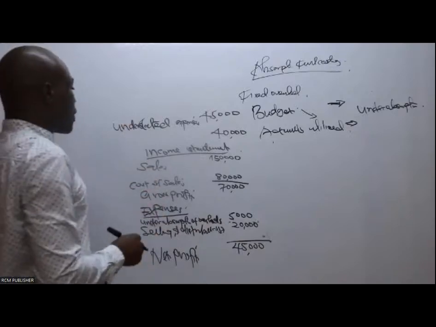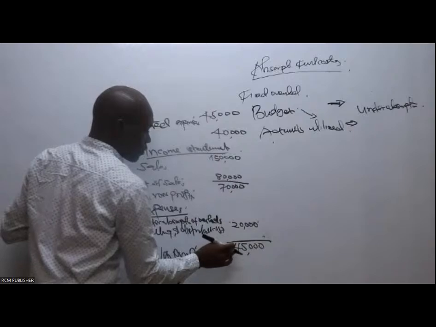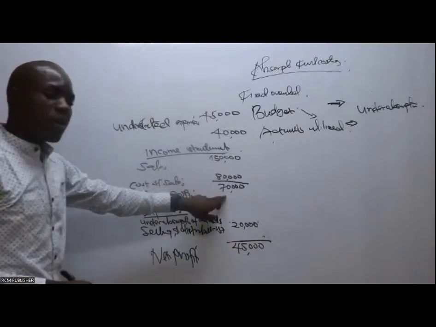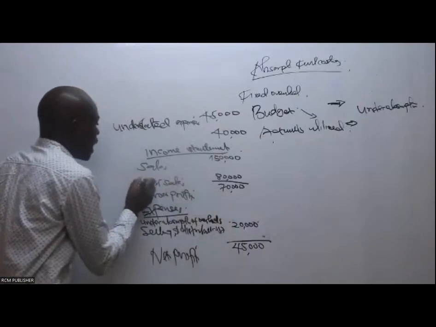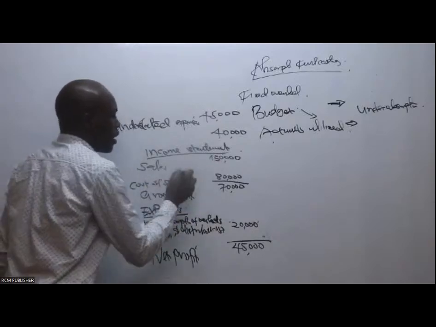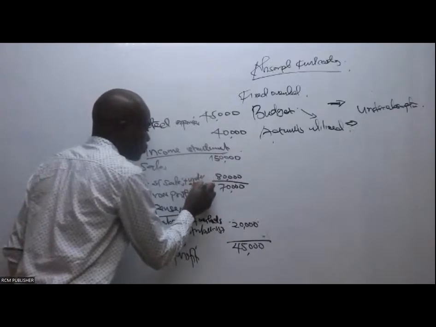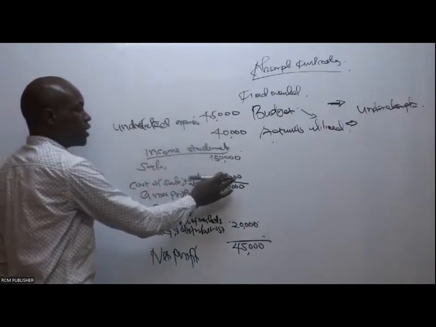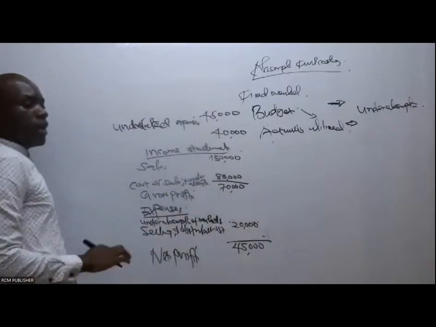Option two, I will not put it here. What will I do? Because cost of sales reduces my gross profit, I will come and add it to cost of sales. Add the under absorption. So if I add the under absorption and the real cost of sales is 80,000, it will now be 85,000.